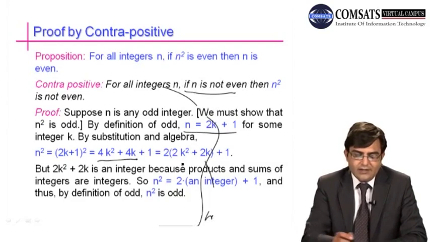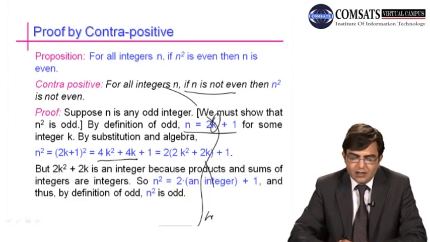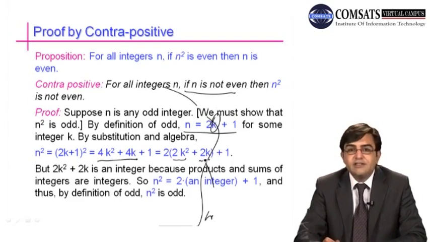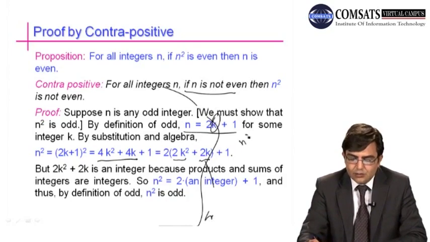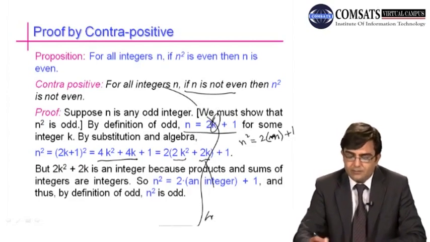Now, as in the definition of odd number, we have supposed that k is any integer. So k square is an integer. If we multiply k square by 2, it will remain an integer. 2 into k is an integer. The sum of two integers is also an integer. We know that. And we have written n square as 2 into some integer, say m, where m is 2k square plus 2k.